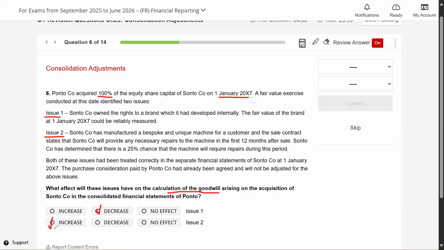The items that we are buying have decreased in value. So we are paying a higher price. The items that we are buying have a lesser value, which means that we are paying extra in excess. So the goodwill is likely to increase.